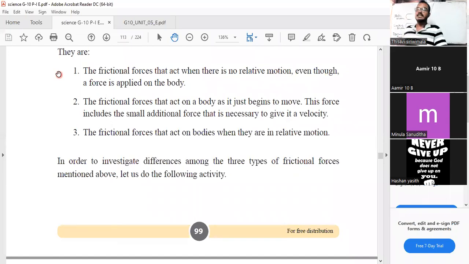Third one, the dynamic frictional force. When the object is moving, there will be a frictional force between the two surfaces. That is called the dynamic friction. So under the dynamic friction, the object will move. So you can write static friction, limiting friction, and the dynamic friction, and complete the three boxes using the data in the screen.